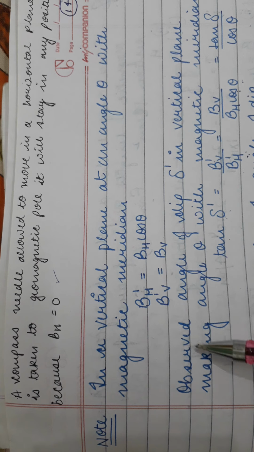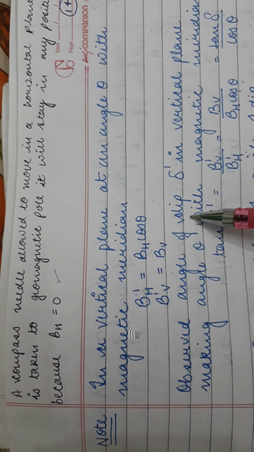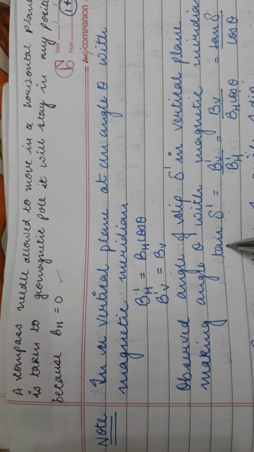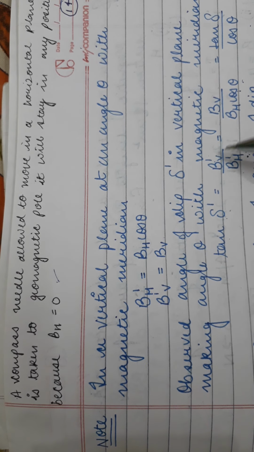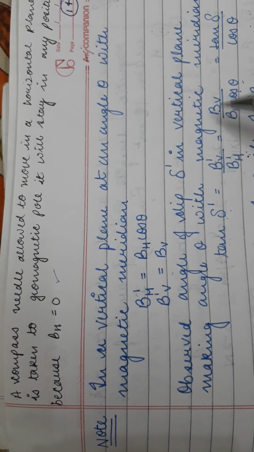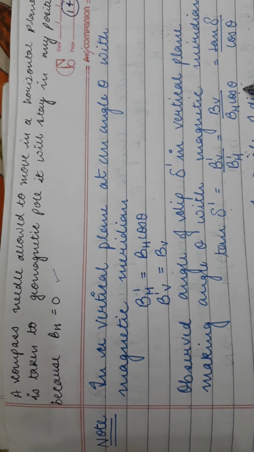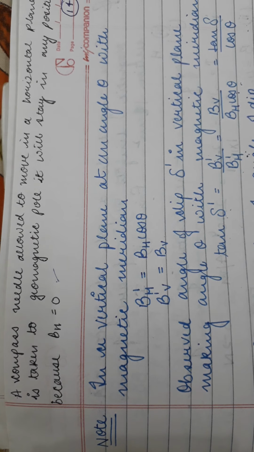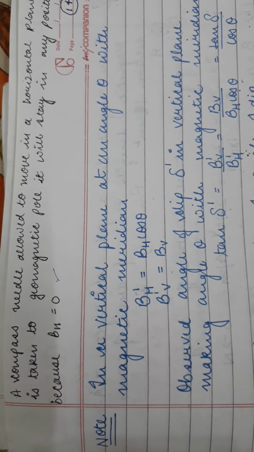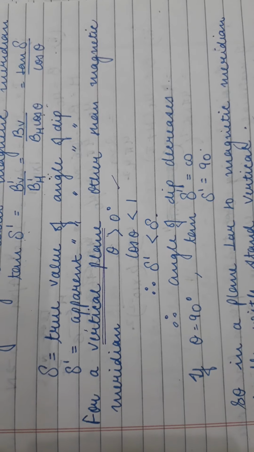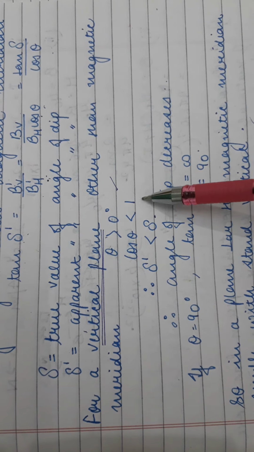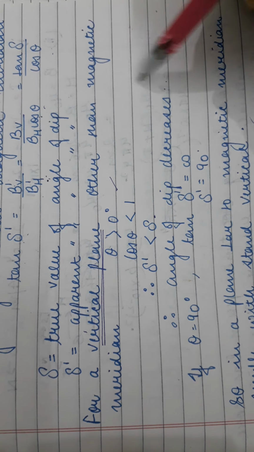So there is another angle of dip, which is called the observed or apparent angle of dip in the vertical plane. We can write the apparent angle of dip as tan delta dash is equal to BV dash upon BH dash. The vertical component will not change because the new plane is also vertical. So BV upon BH cos theta, so tan delta upon cos theta. Delta is the true value of the angle of dip and delta dash is the apparent value. For a vertical plane other than the magnetic meridian, theta is greater than 0 degrees, so cos theta is less than 1, so the angle of dip decreases.